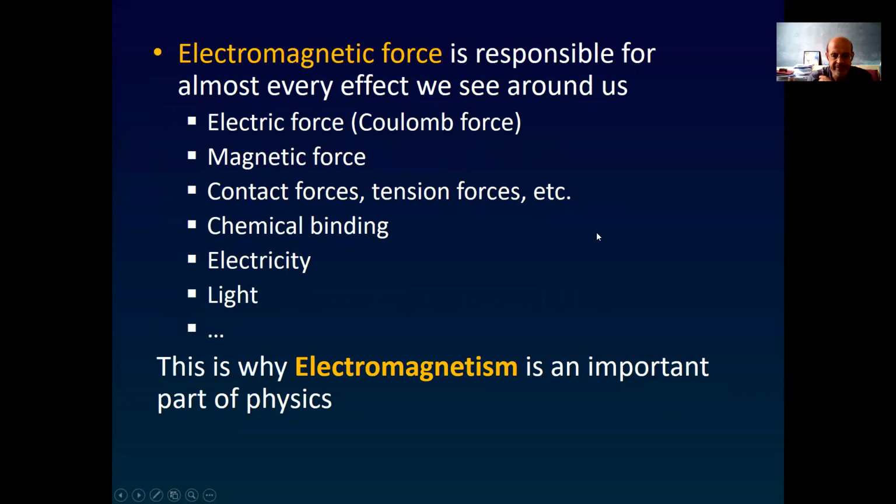All right, so in any case, that's why electromagnetism is an important subject. So as a result, the next semester, we are going to devote the whole course to electromagnetism, right?